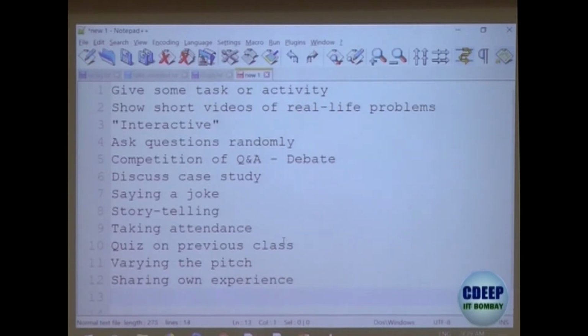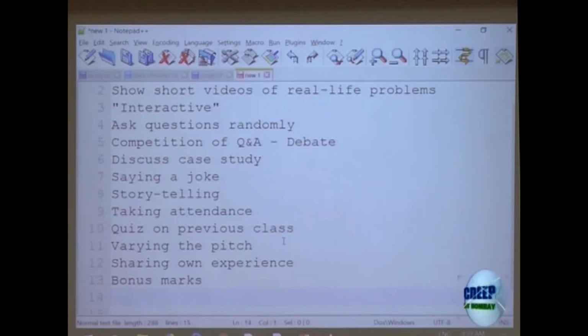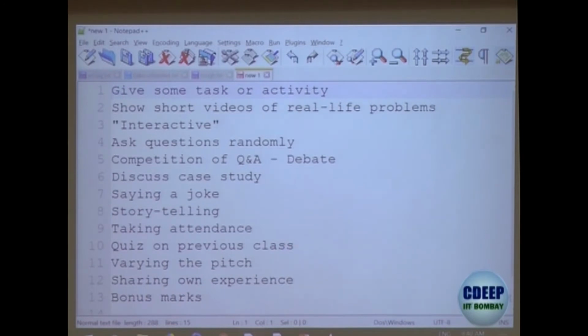Okay, fine. We have some 12 ideas on the board. Bonus marks. Okay, fine. Let me write that also. Discuss current affairs. Okay, I'm going to put it along with case study, current affairs. Okay, that's like, okay, आज कौन सा कल कौन सा movie release हुआ? Okay, current affairs. Right? That also is a valid way.